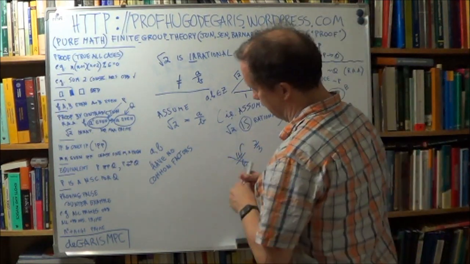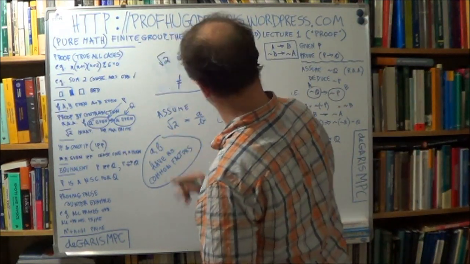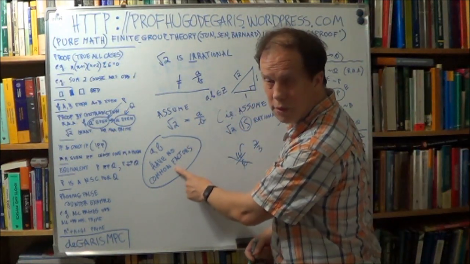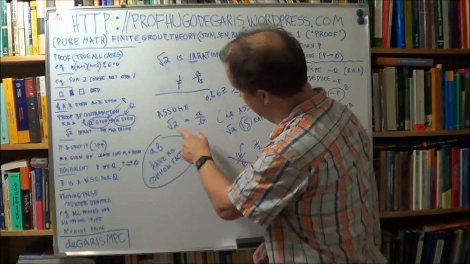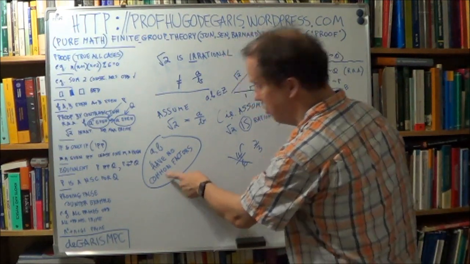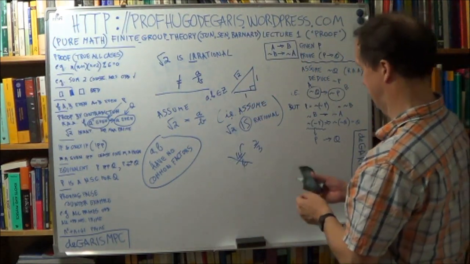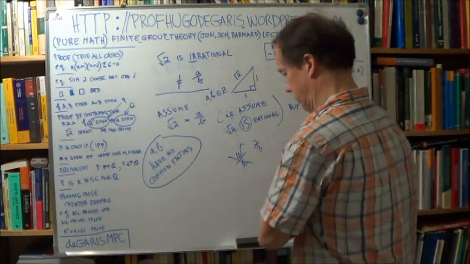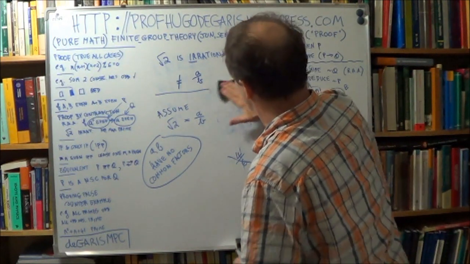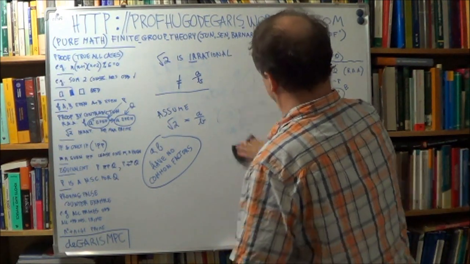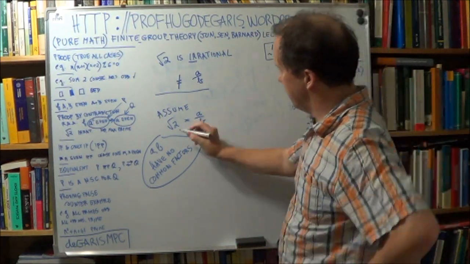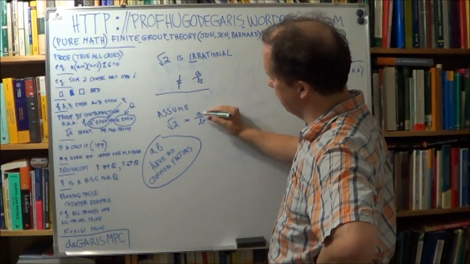Now, we will show that this is actually false, that they do have common factors. If this is true, we will contradict this. So let's prove it. Let's assume that this is true, and that A and B have no common factors.